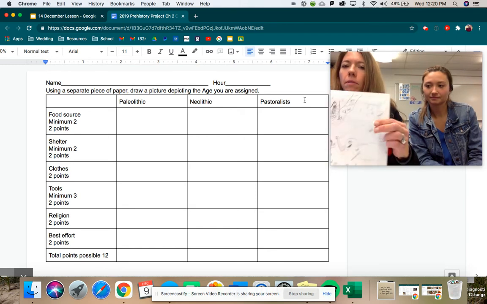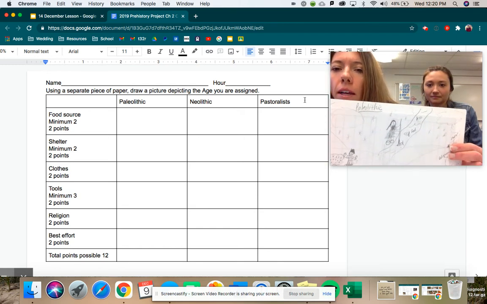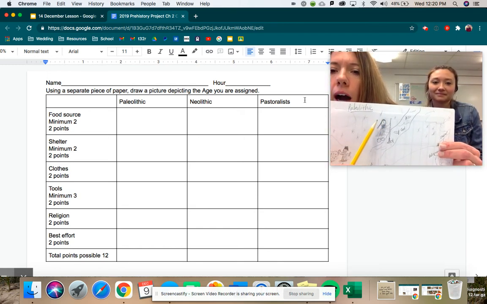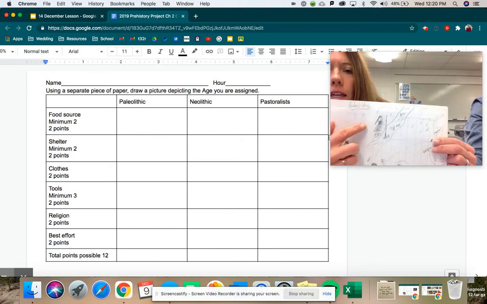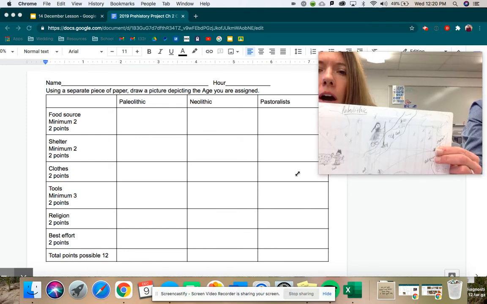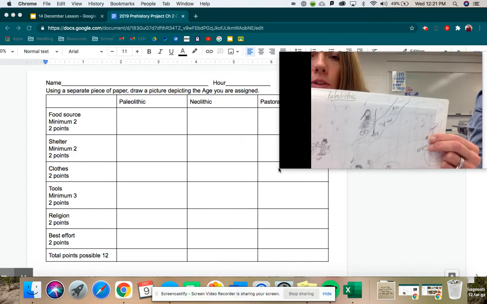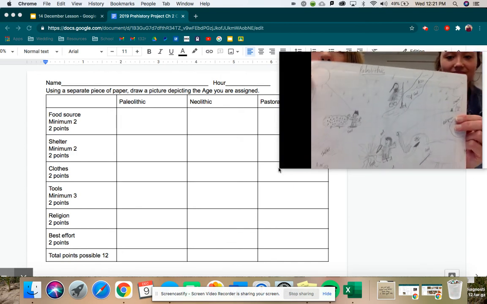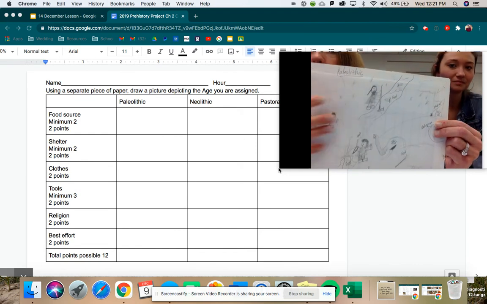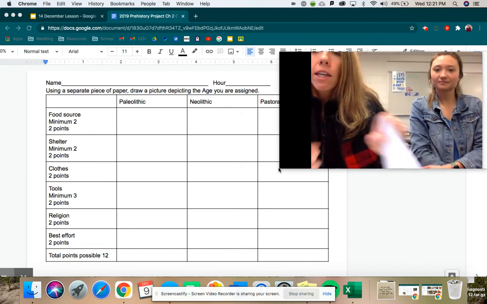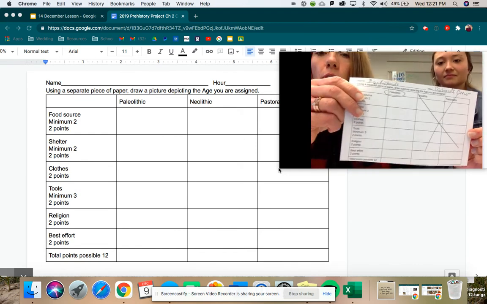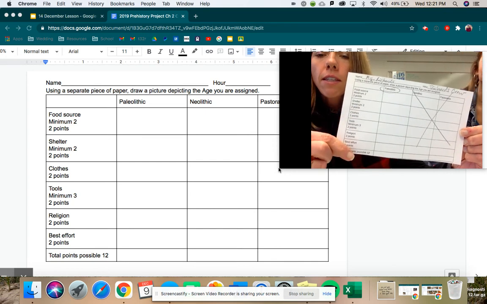Here's an example. Now don't laugh at me, please. Okay, notice I've got a title. Oh, look at this guy. He is hunting for food because he is Paleolithic. He hunts for food, he's getting some fish, and he's using a spear as a tool. So that is an example. Now it's a whole piece of paper. So then taking up the whole entire paper, showing all of these different features, okay? So you're going to show all of these different things on your drawing.